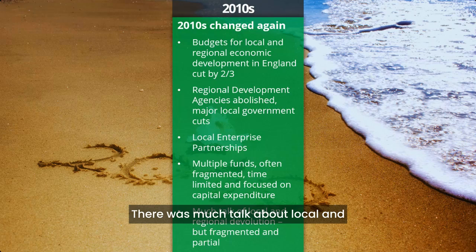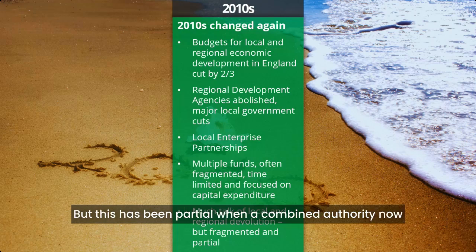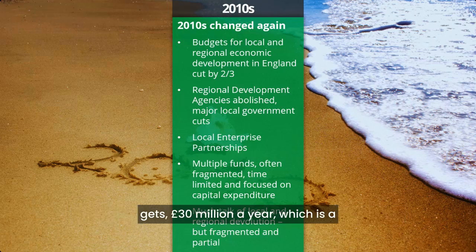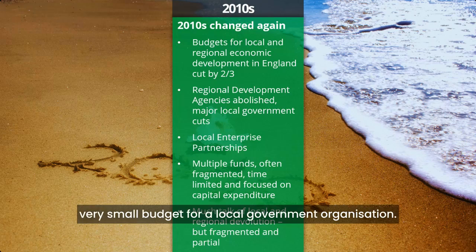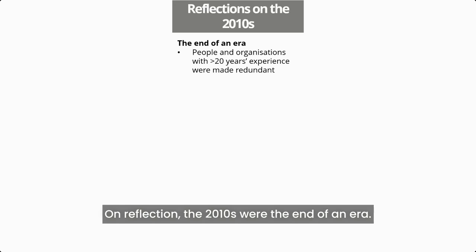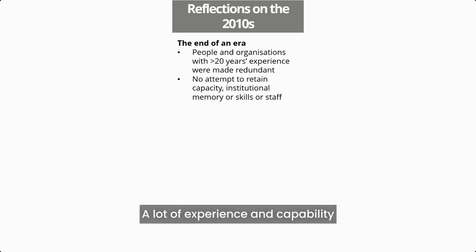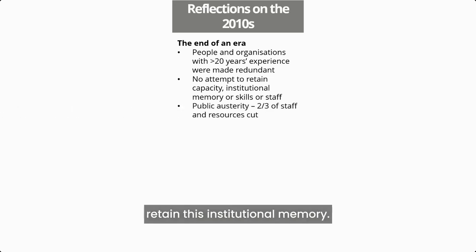There was much talk about local and regional devolution and a lot of progress made in places such as Greater Manchester. But this has been partial when a combined authority now gets £30 million a year, which is a very small budget for a local government organisation. On reflection, the 2010s were the end of an era. A lot of experience and capability was simply erased from government. There was no attempt to retain this institutional memory.